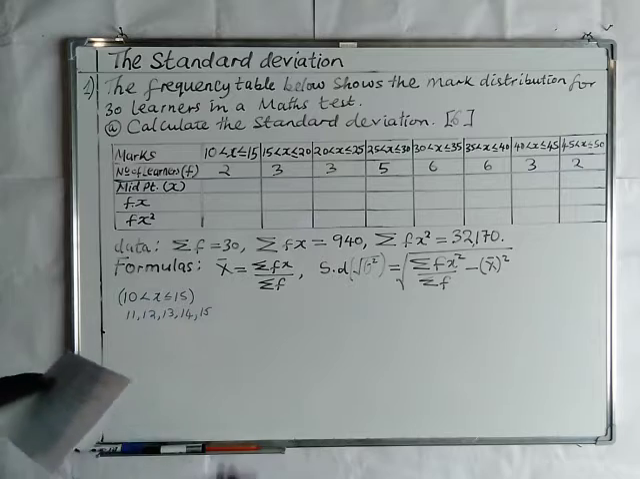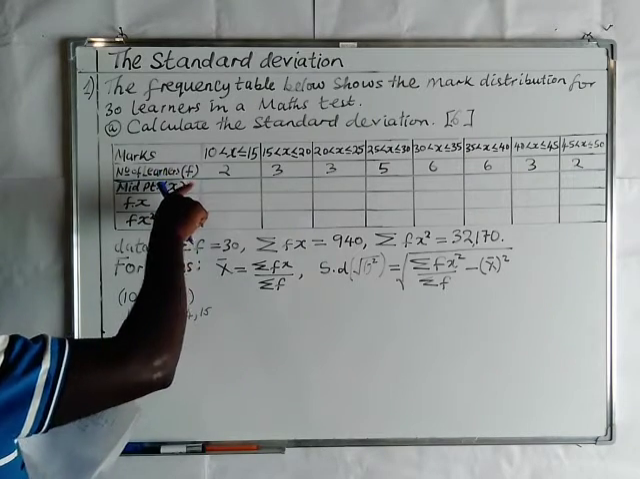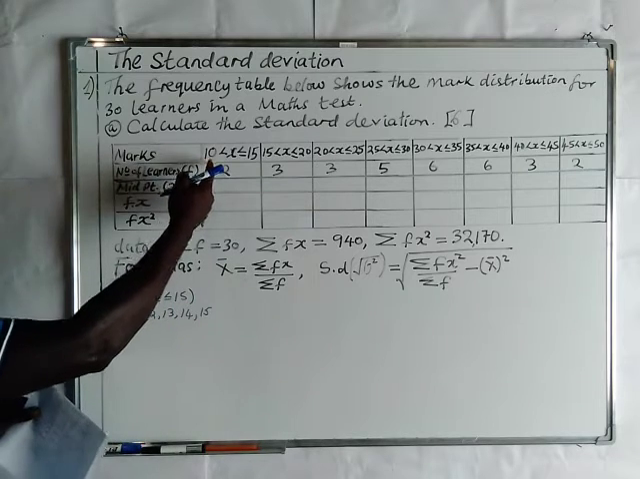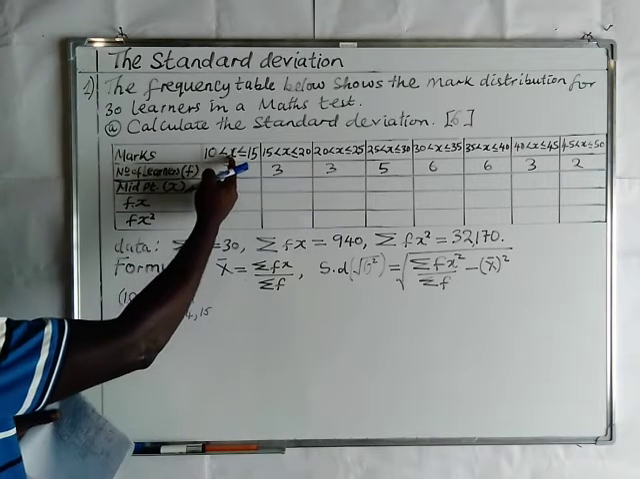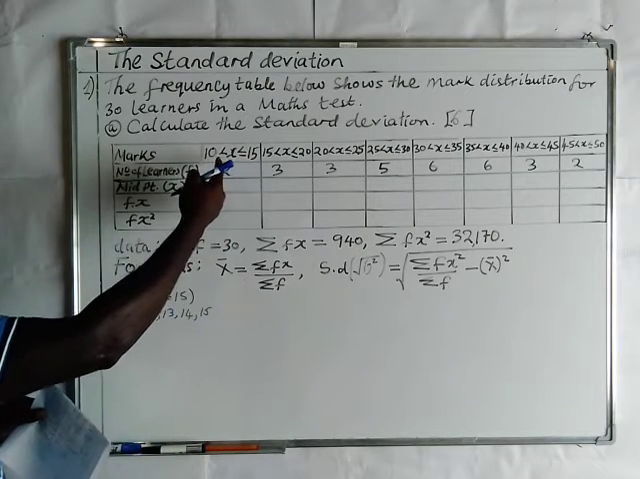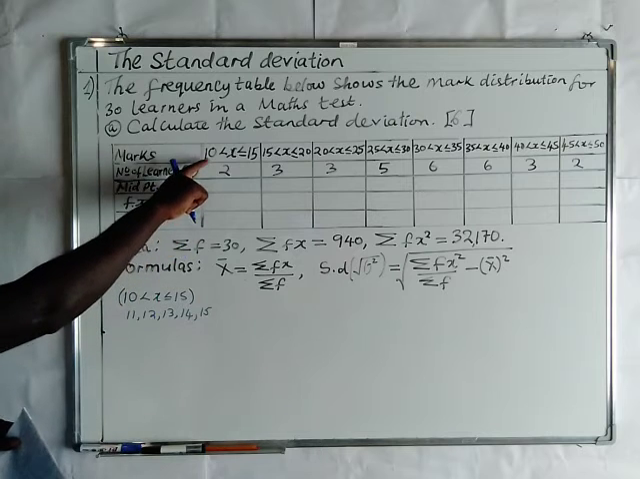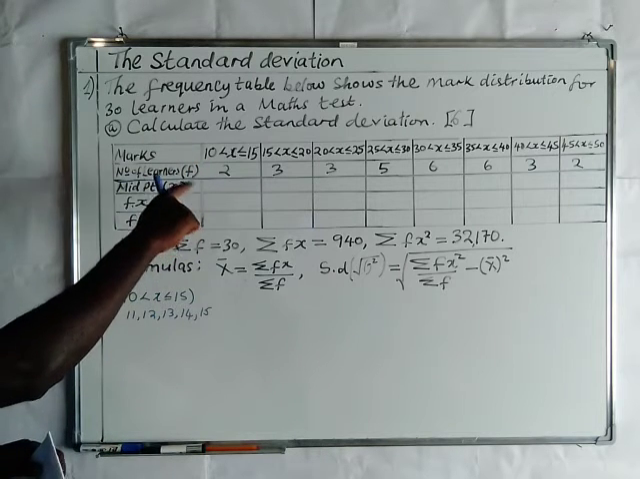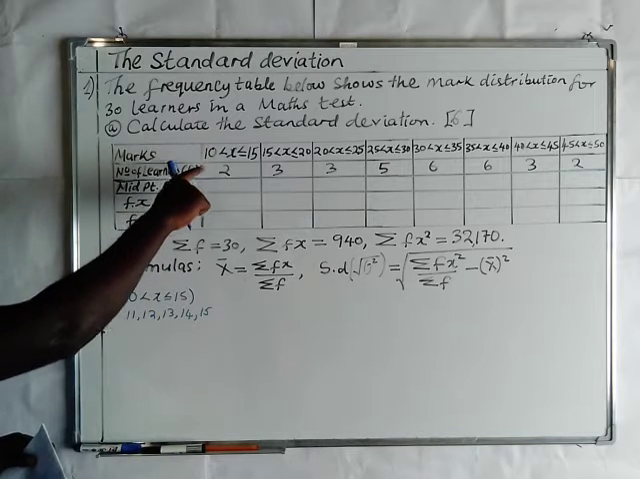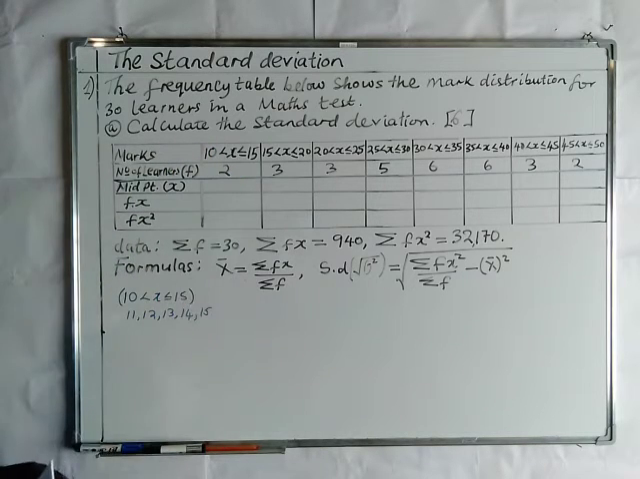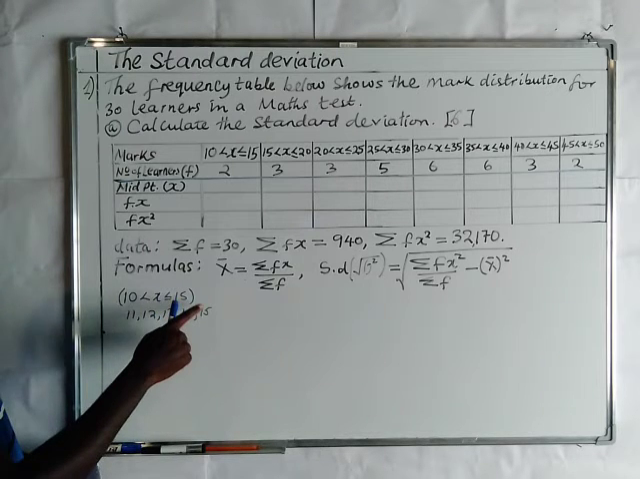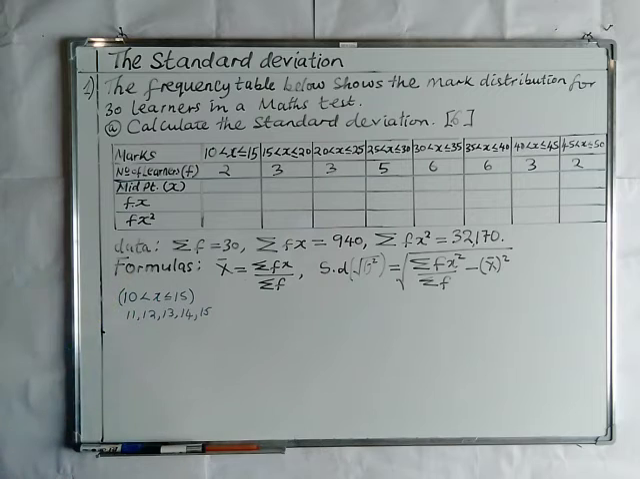Okay. So we have to get the midpoint for each one of the intervals. You can see our first interval is 10 less than x less than or equal to 15. This is set builder notation, which tells us that the first number 10 is not part of the interval because we have less than. So this interval is covering the numbers 11, 12, 13, 14, and 15. So it is covering 5 numbers.